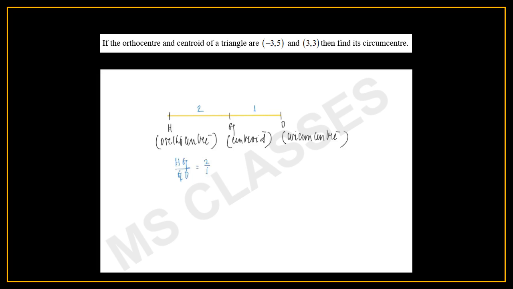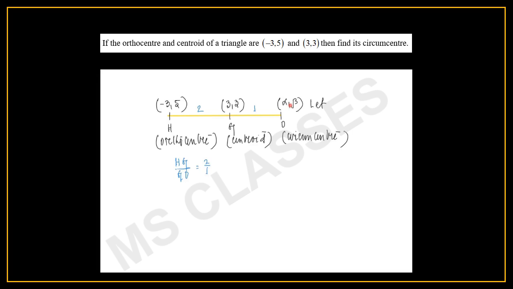Now here the points are given in the given sum. It is given the orthocenter has the coordinate -3, 5. The centroid is given as 3, 3. And the circumcenter we don't know, we have to find that. So we take the point as alpha, beta. Now we can apply the section formula to get alpha, beta.